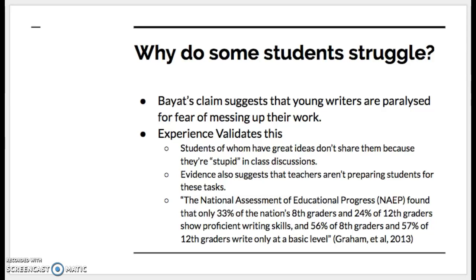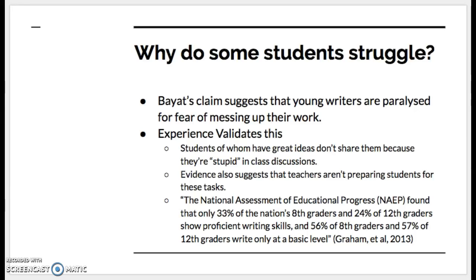Barrett's claim suggests that young writers are paralyzed for fear of messing up their work. And in my own personal experience, this has been validated. Students who have great ideas don't share them because they fear that they will come across as being stupid in class or that their contributions will not be appreciated.